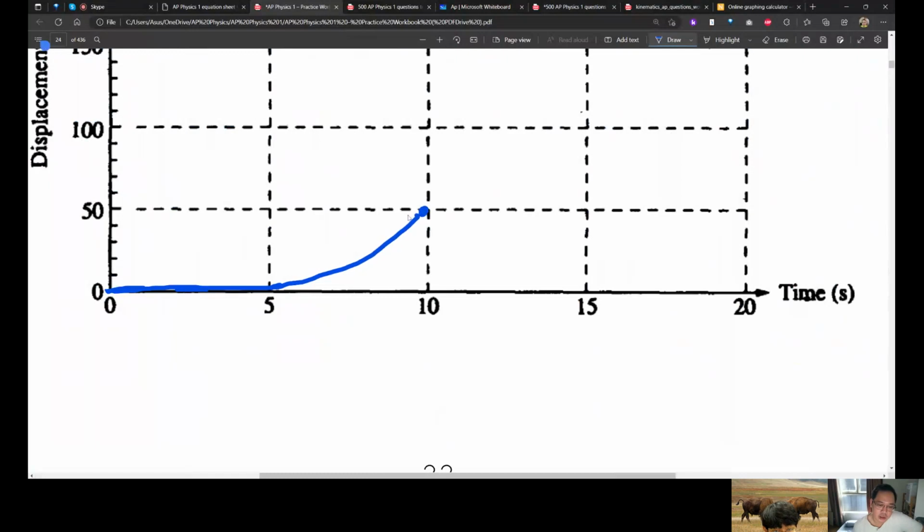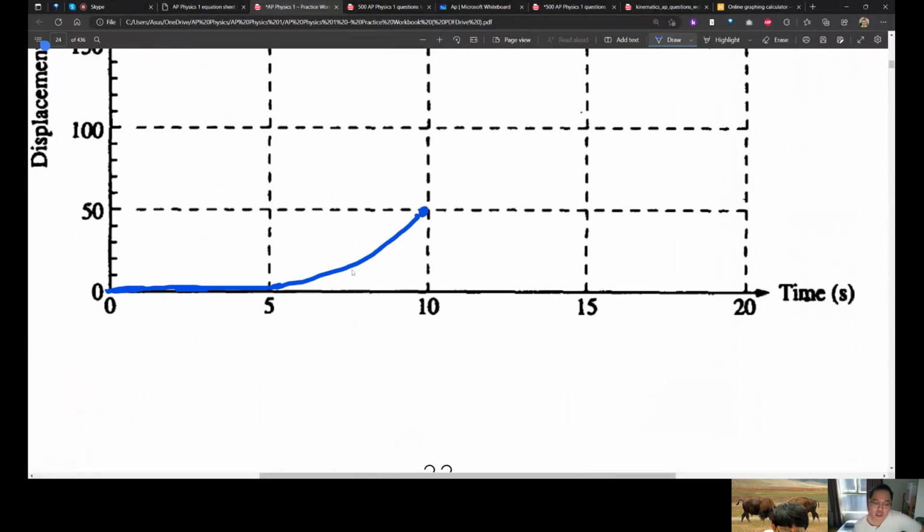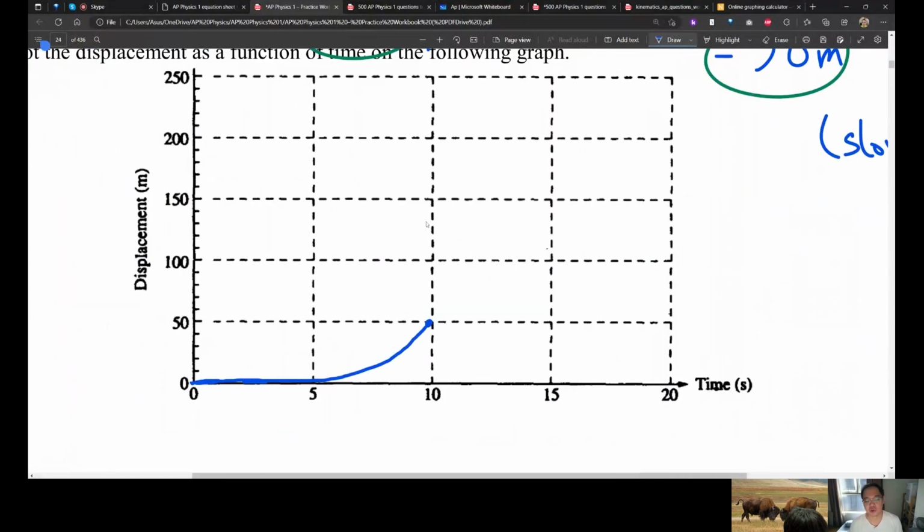Quadratic equation. The equation here, we use 1/2 at squared to calculate the distance. That is a quadratic equation, and therefore this is a parabola. The next part, it continues moving 100 meters, so the next destination is here, in a straight line, so you need to draw carefully so that the straight line here is tangent to the end of this parabola. Tangent to the parabola here.